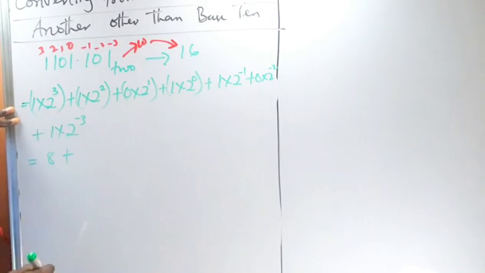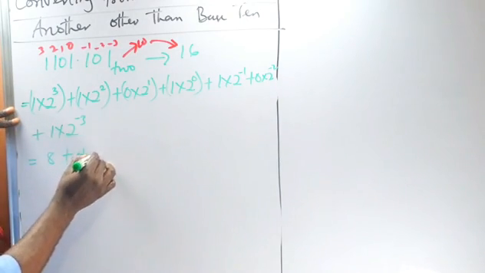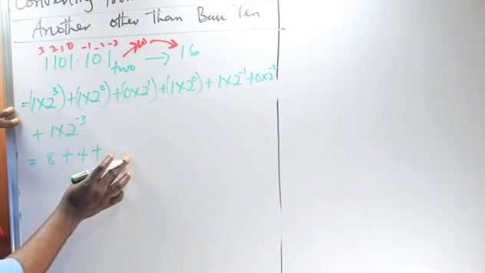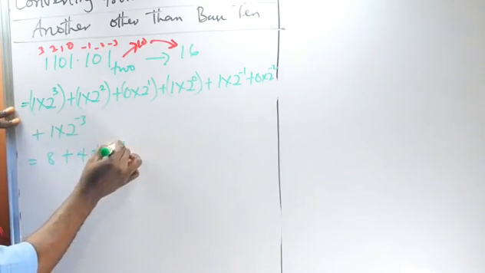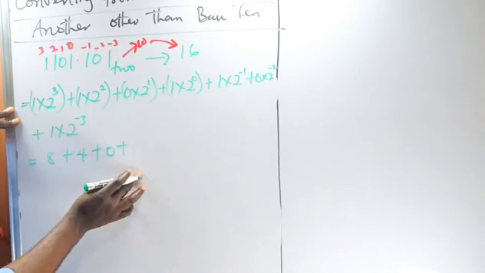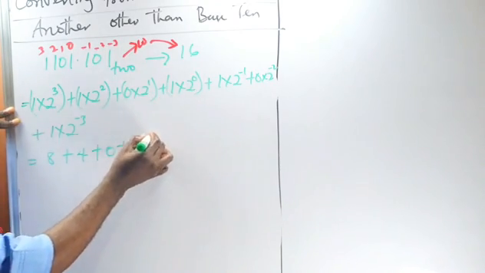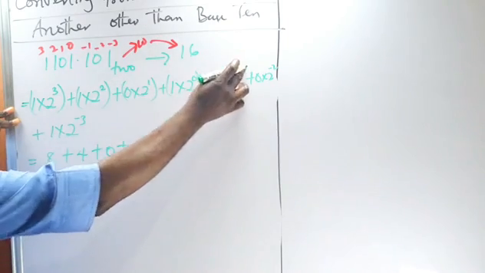2 raised power 2 is 4. 4 times 1 is what? 4. Plus 2 raised power 1 is 2. 2 times 0 is 0. Plus 1, 2 raised power 0 is 1. 1 times 1 is what? 1. Plus 1, 1 all over 2.